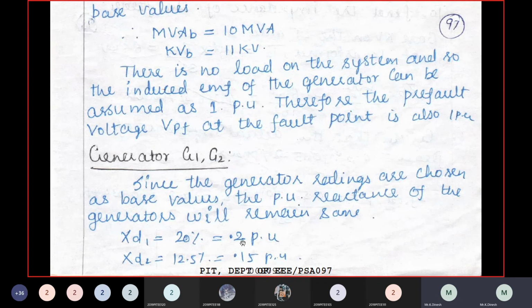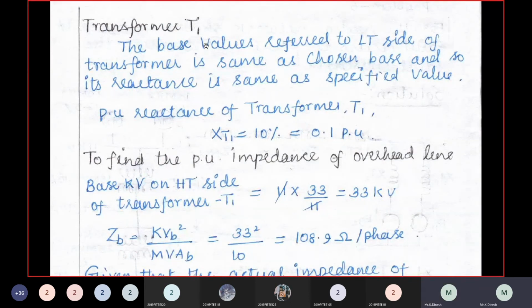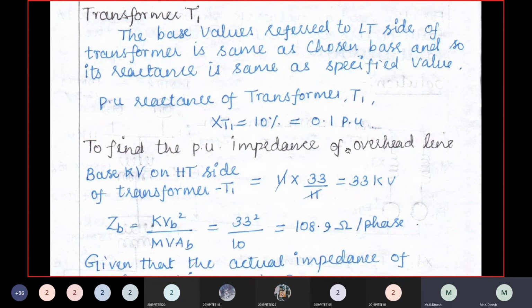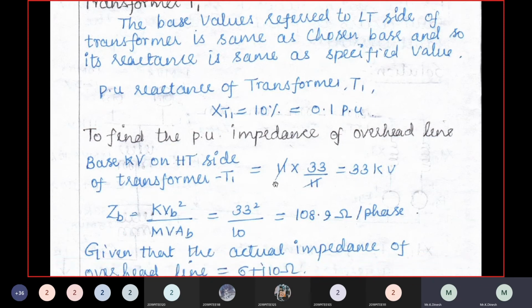20% is given, so the value is 0.2. Here it is 12.5%, so 0.125, not 15, 0.125. For the transformer, here also it is identical, so 0.1. After the T1 only the value changes, that is the kV base changes.